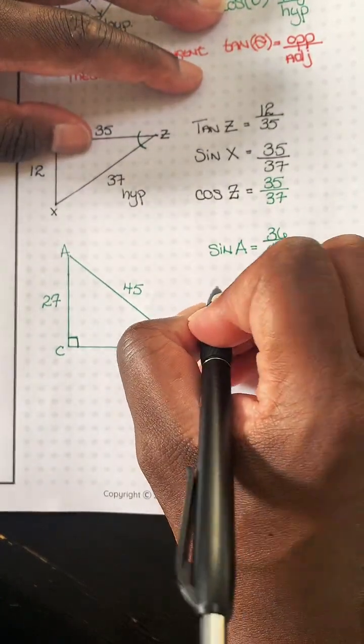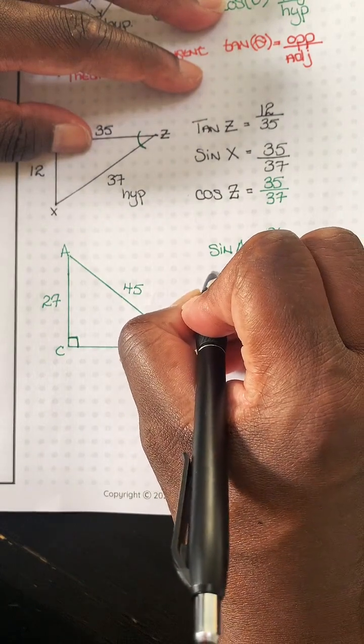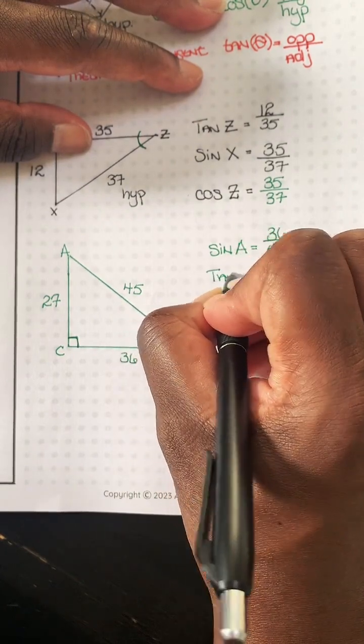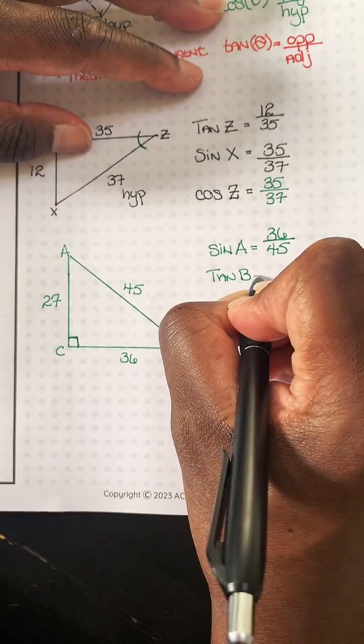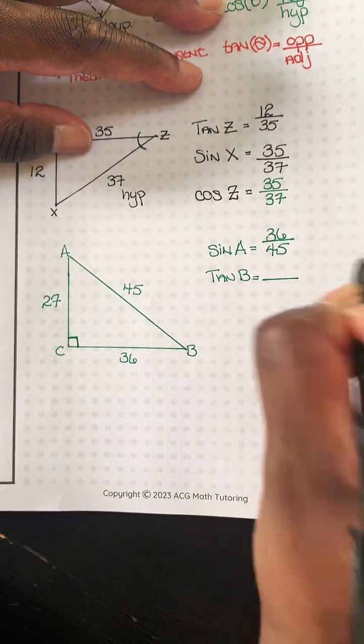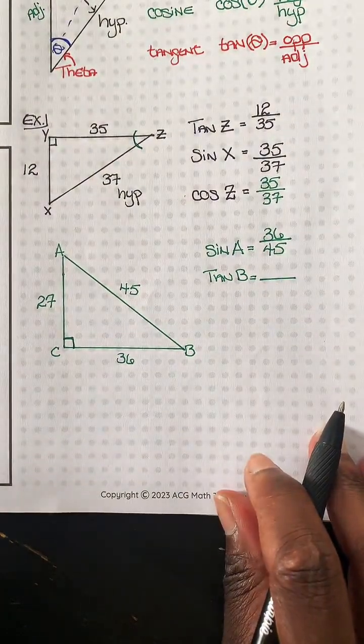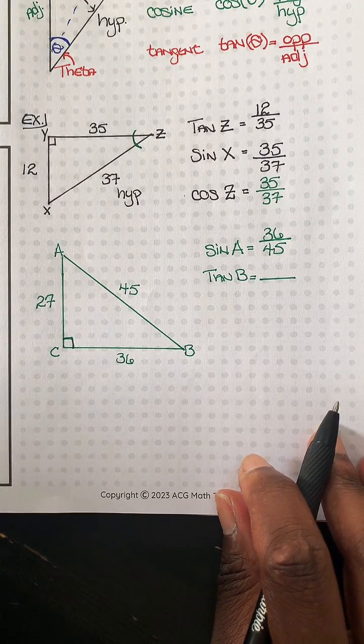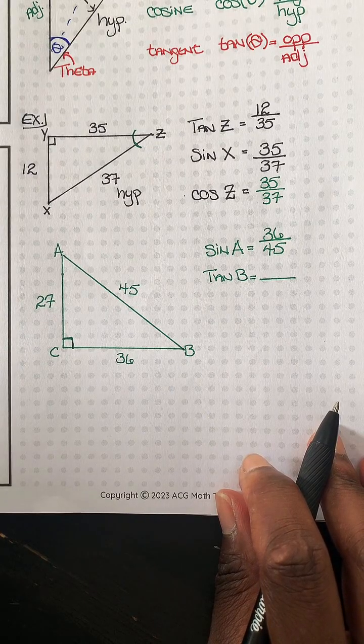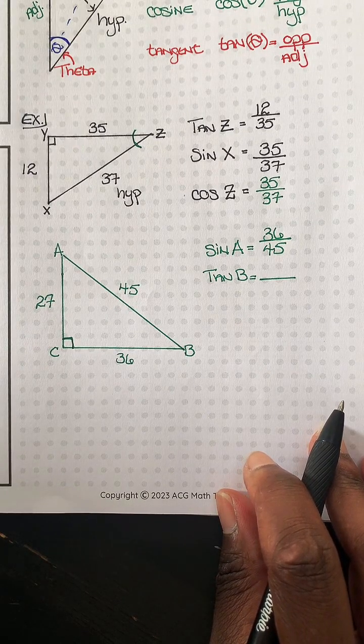Okay, so if I said the tangent of B, what would be my ratio for the tangent of B? What would be my tangent of B?